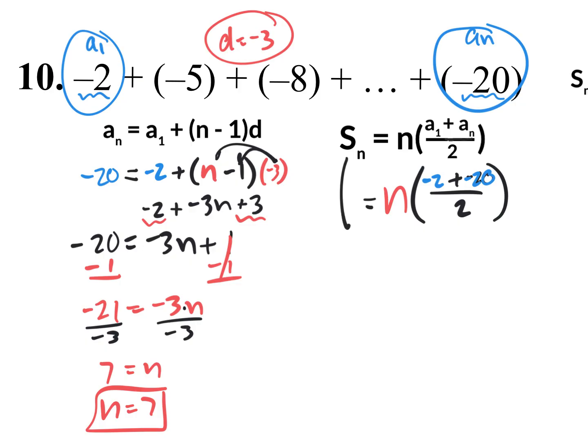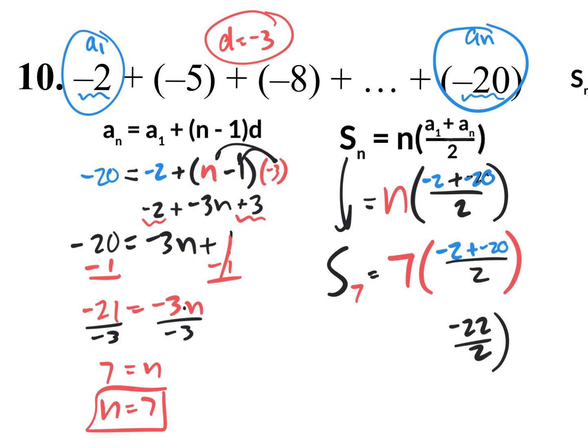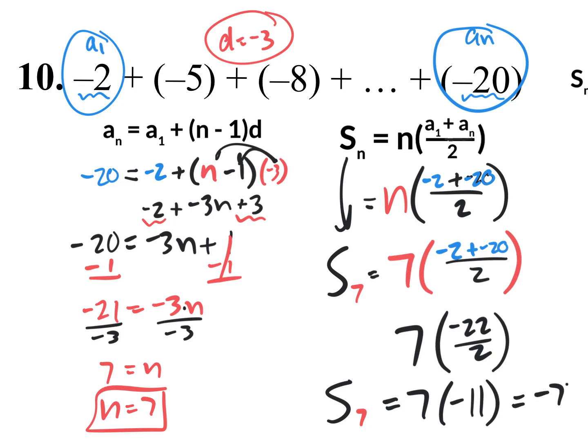So we have the summation of how many numbers? We actually have 7 numbers on this list. How do I know that? Because we just solved for n. So the summation of the 7 numbers will equal the n being 7 times the negative 2 plus negative 20, and it's divided by 2. So what we really have is negative 22 divided by 2 inside of the parentheses times the 7 on the outside. So the summation of the 7 numbers is going to equal 7 times negative 11, because negative 22 divided by 2 is negative 11, and that equals negative 77.